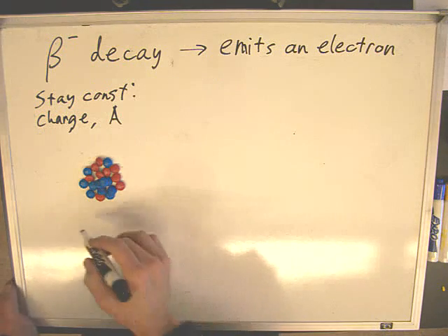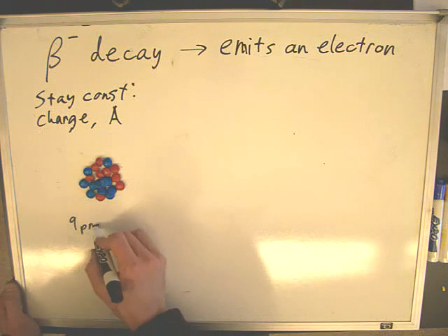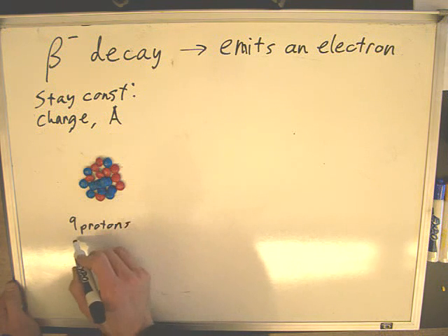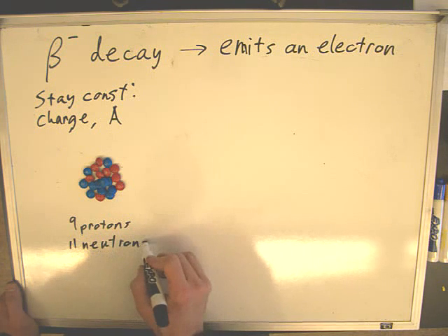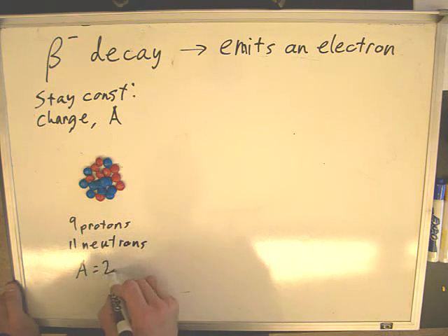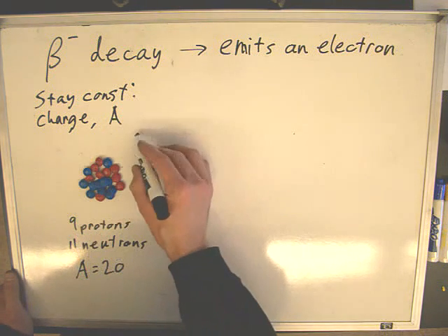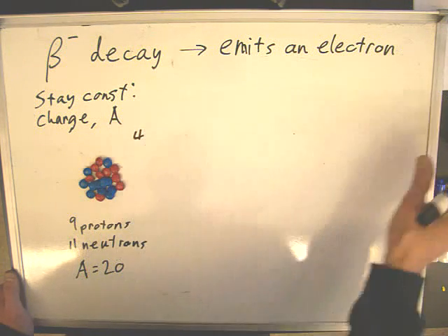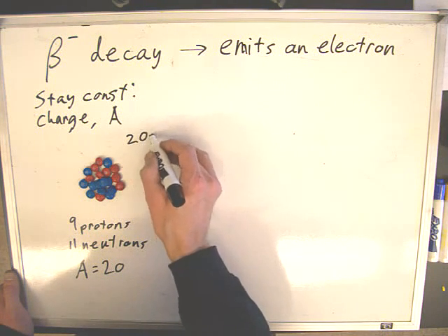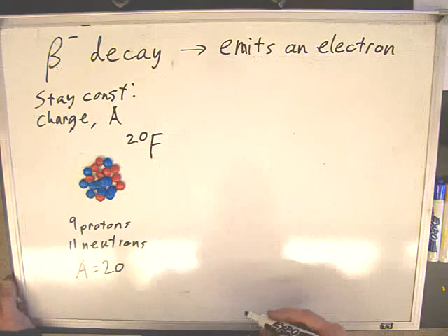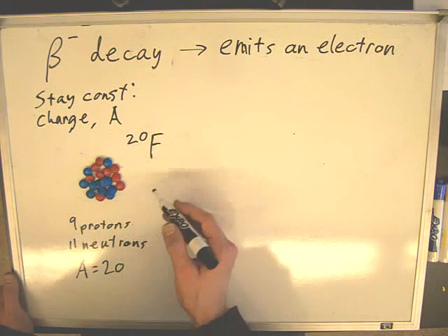Now, let's start with this nucleus here. I counted out 9 protons and 11 neutrons. So A is 20. If I look up on the periodic table, I find that this thing is called fluorine. It has a chemical symbol F. So the fluorine nucleus is going to emit an electron.